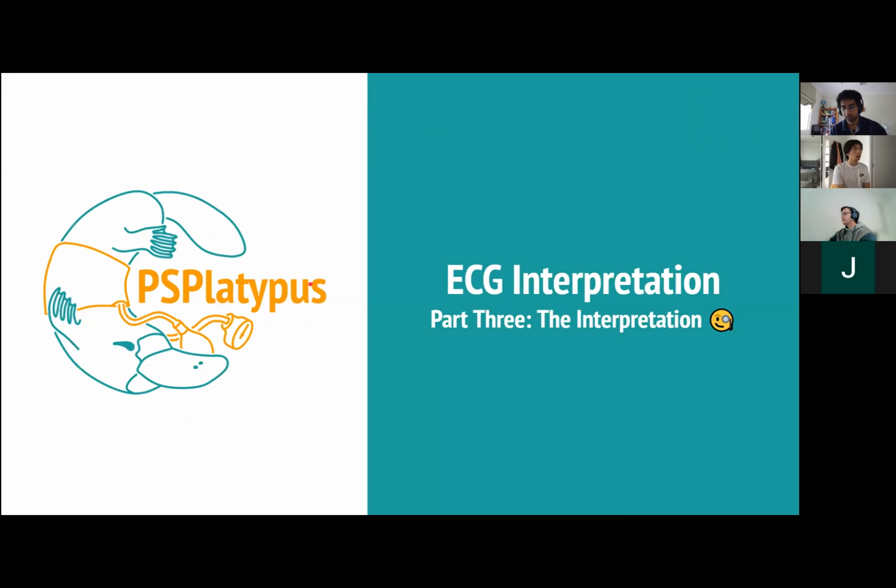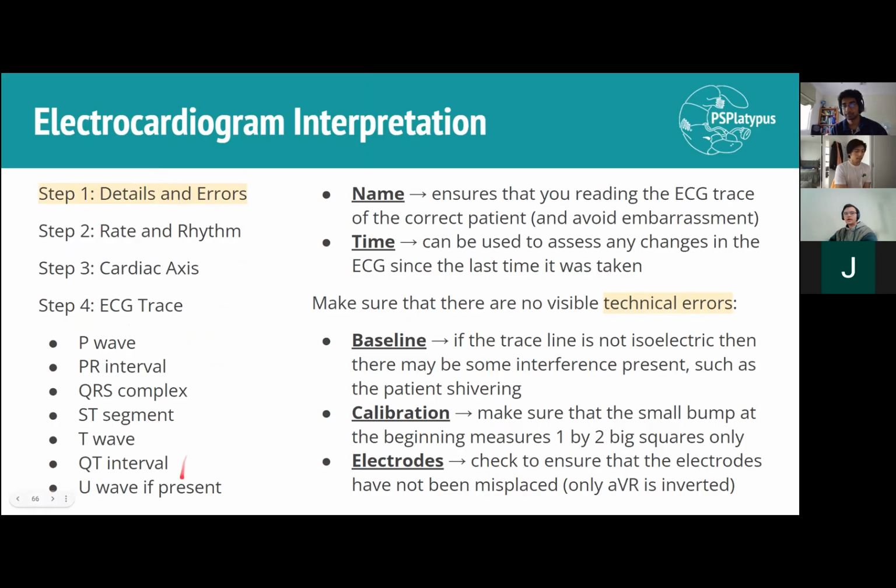Okay, now the actual most important bit is the interpretation section. So I've got the list again, like I always do. On the left-hand side are the steps that you should be taking. Generally, you want to start with details, then go to rate and rhythm, cardiac axis, ECG trace. I'll try and spend less time on these things though. So details and errors, obviously you want to take note of the name of the patient so you know it's the correct person. It avoids embarrassment in OSCEs. If you have any time, check the date so that you can see what progress was made since the last ECG trace was taken for that patient.